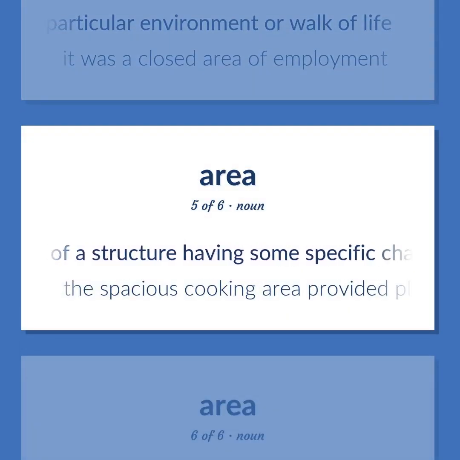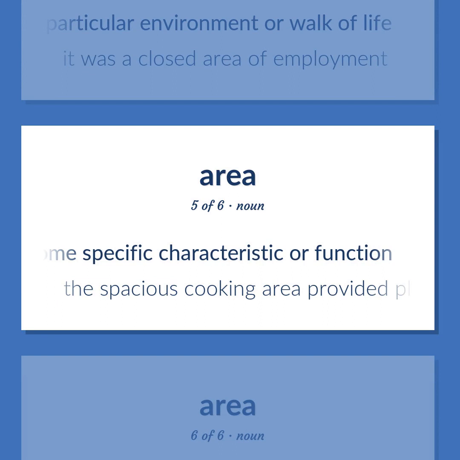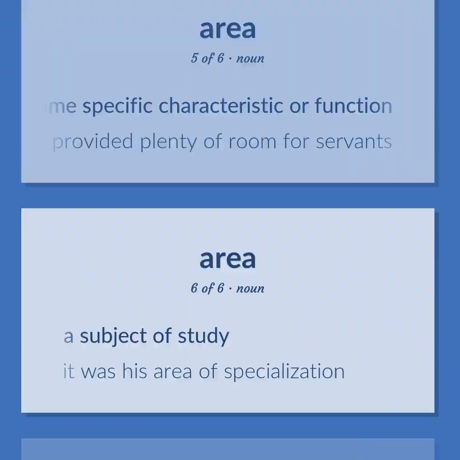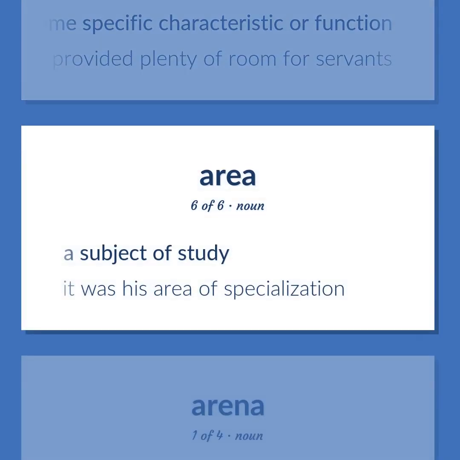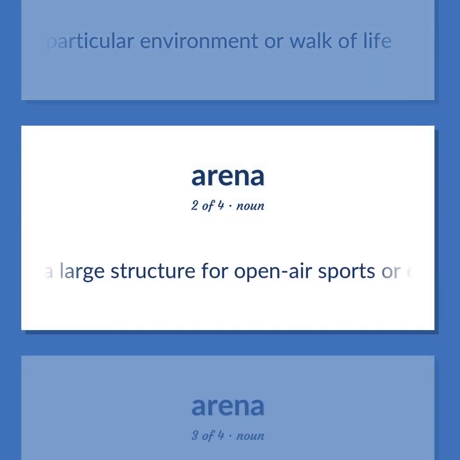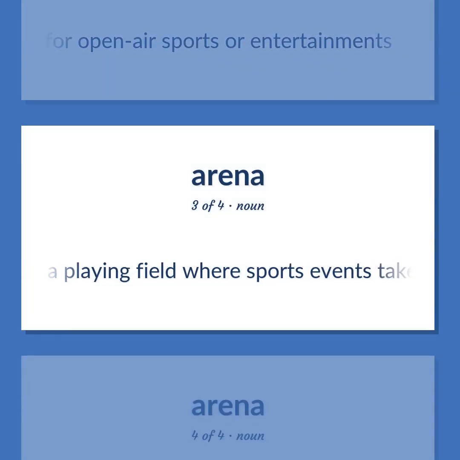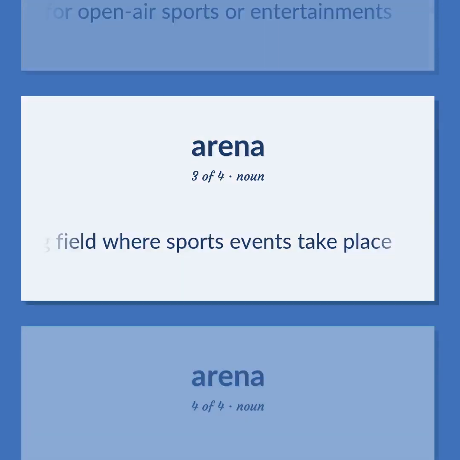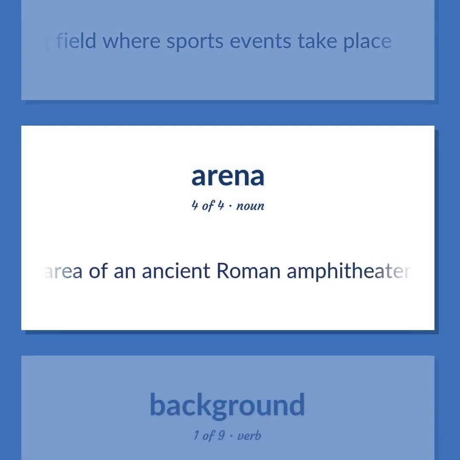A part of a structure having some specific characteristic or function. The spacious cooking area provided plenty of room for servants. A subject of study. It was his area of specialization. A particular environment or walk of life. A large structure for open-air sports or entertainments. A playing field where sports events take place. The central area of an ancient Roman amphitheater where contests and spectacles were held, especially an area that was strewn with sand.